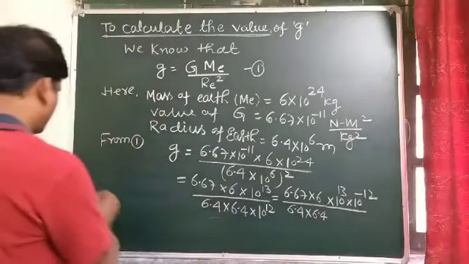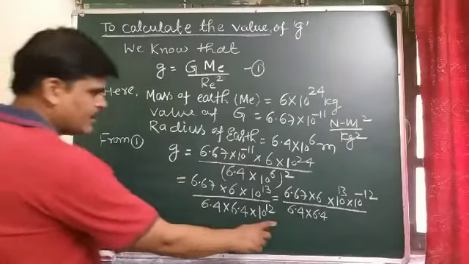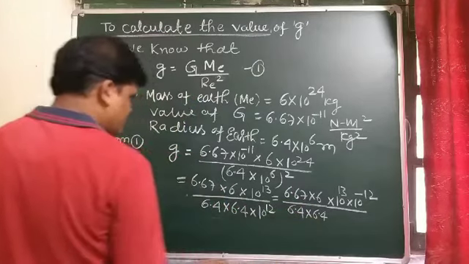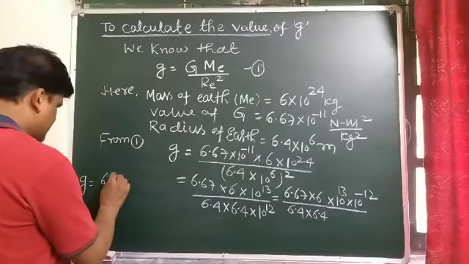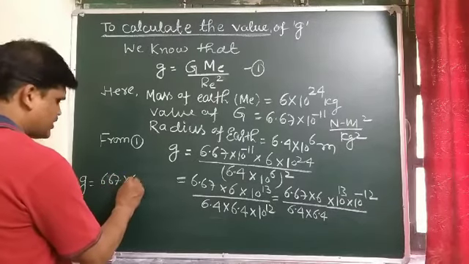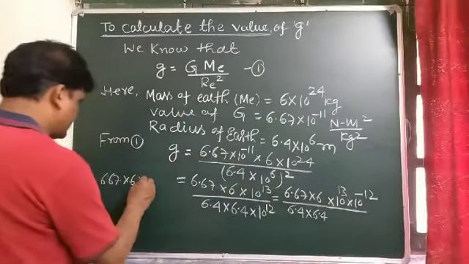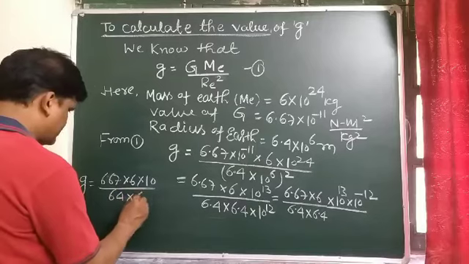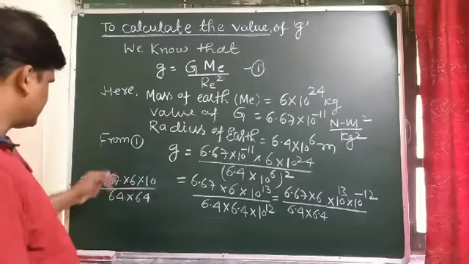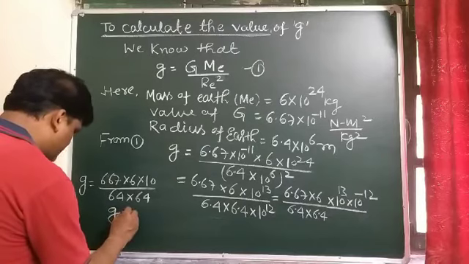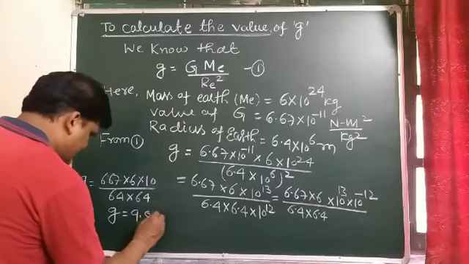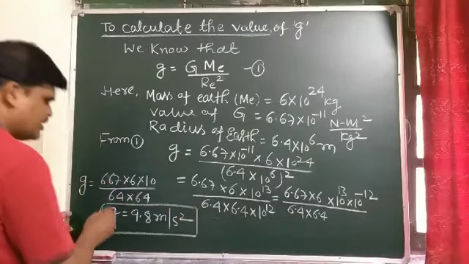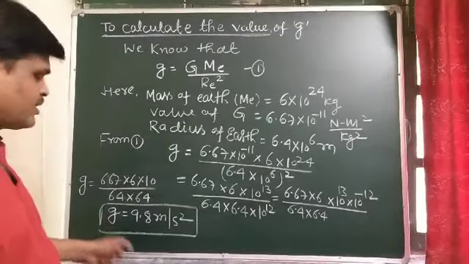So we can write g equal to, and the decimal places cancel out by 6.4 and 6.4, so we write here 667 into 6, and here 10 to the power 1, that is into 10, over 64 and 64. And students, after solving this, we get the value of g near the Earth's surface as 9.8 meter per second square. This is the value of acceleration due to gravity.